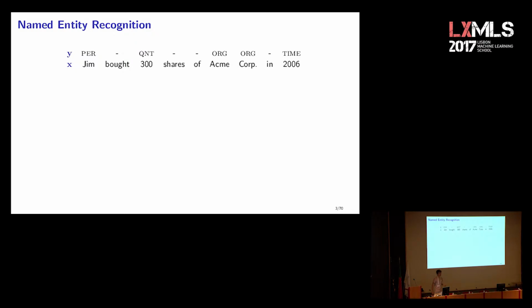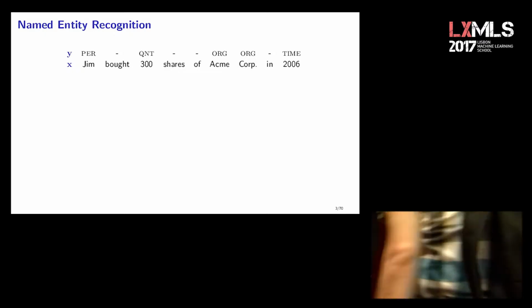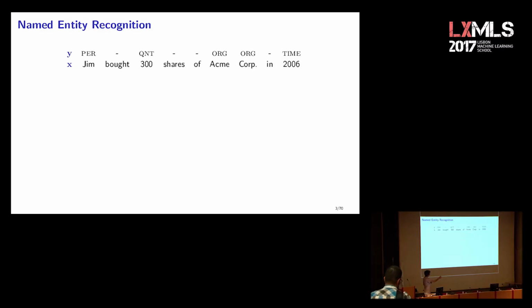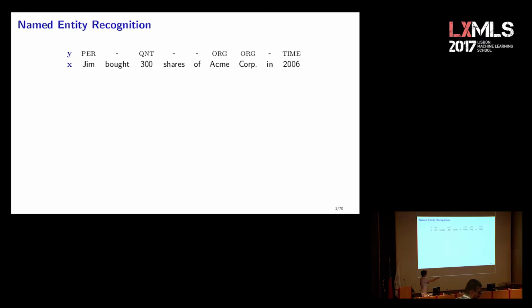So let me give you some examples in the context of natural language processing. One very typical example of such tasks is named entity recognition, which very generally, we're given an input X, which is a sentence maybe, which we see as a sequence. And what we want to predict is a sequence that encodes whether there are named entities in that sentence or not. Okay, so we have, for example, that Jim is labeled as a person, and that 300 is labeled as a quantity, and Acme Corporation is labeled as an organization, and this is a time expression.